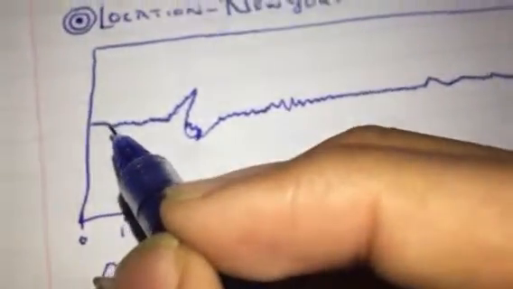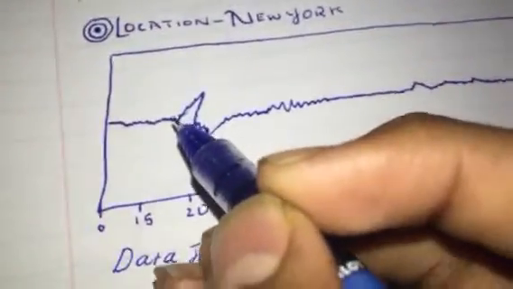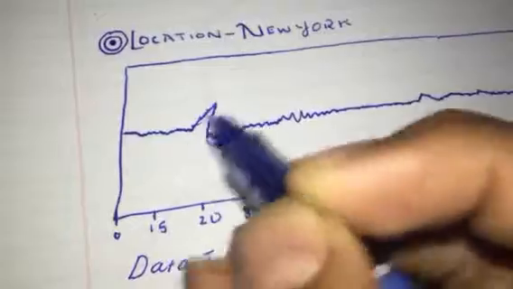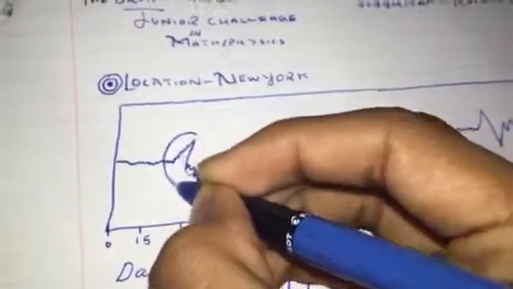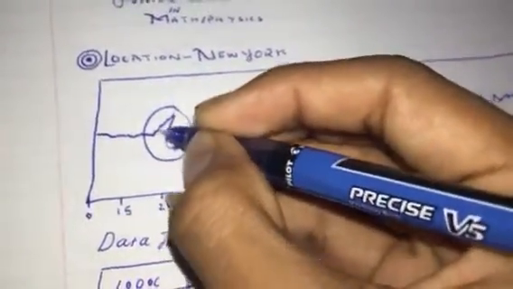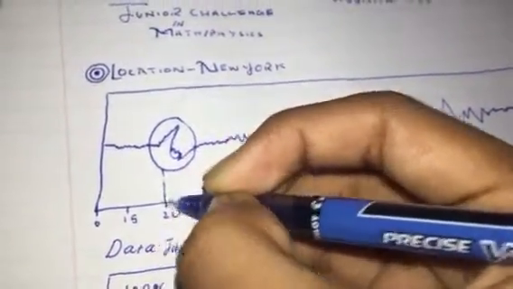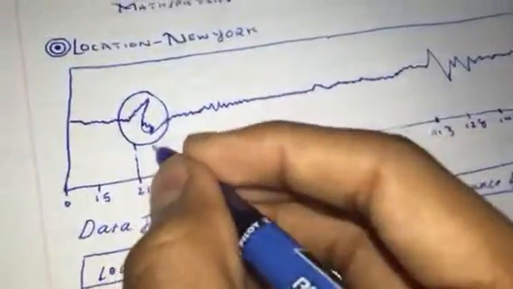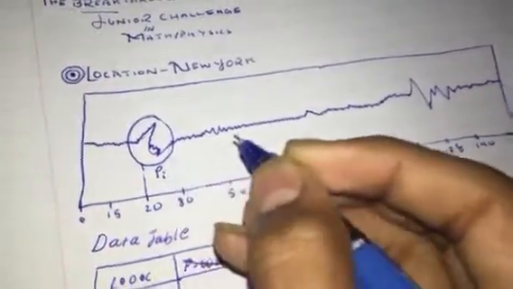Here we see a little variation, and then suddenly a huge spike in the seismogram. So we'll circle that, and we'll mark that as the beginning of the P wave. This 20 seconds is the beginning of the P wave. So let's mark that as P initial.